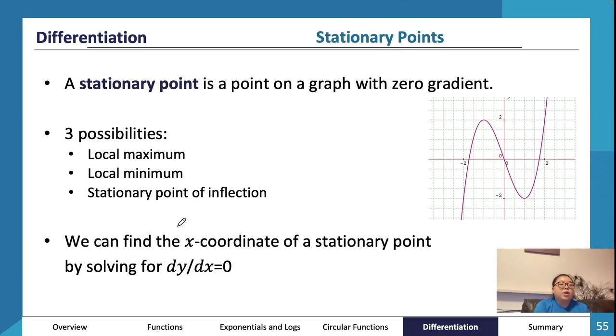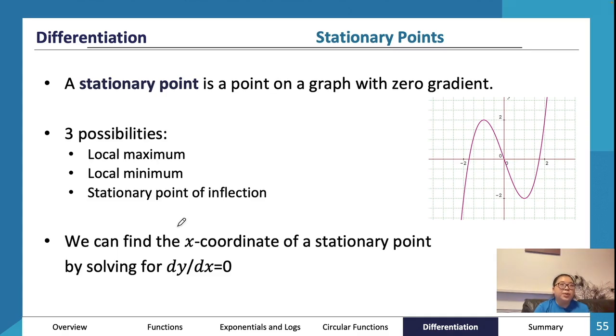So that enables us to find stationary points, and the word stationary points gives away what type of points there are. They're literally when they have zero gradient, so it's not moving. So what we're going to do therefore is try and find when f dash of x or dy dx equals 0, and we can solve for the x coordinate using that.